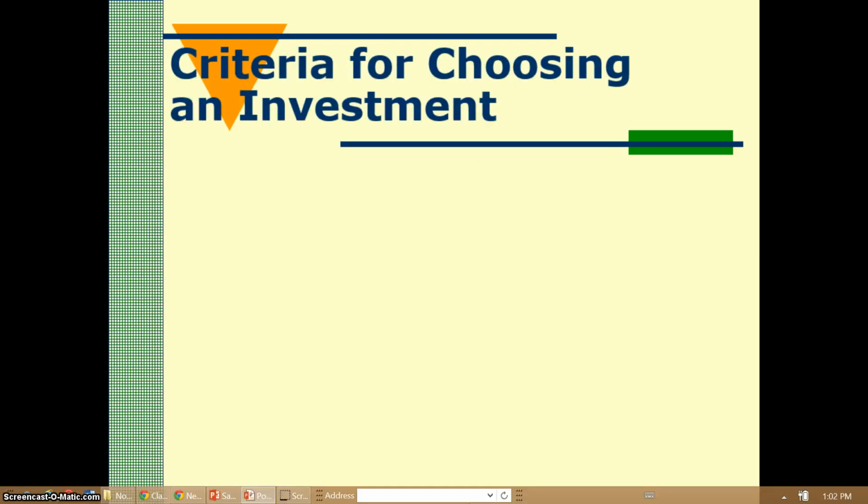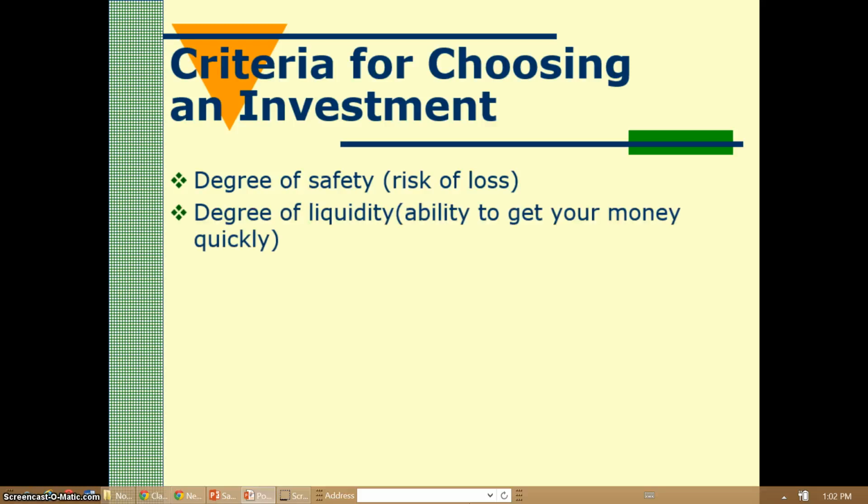So what is the criteria for choosing an investment? Well, you need to take a look at what is your degree of safety. What stage of investing are you in? So can you handle low risk, medium risk, or high risk types of investments? So you need to know what your risk level is. What can you afford to lose? You can never invest if you can't afford to lose that money because there's risk in any type of investment.